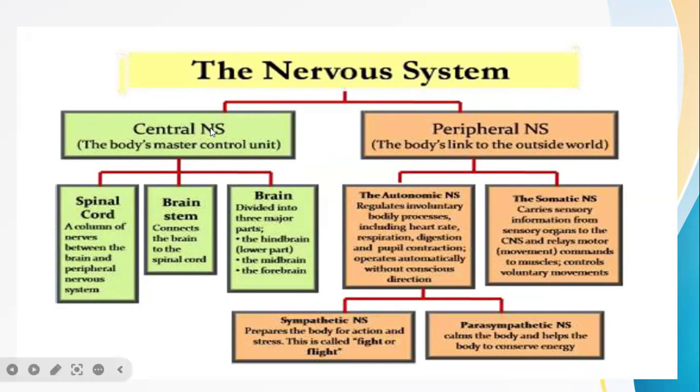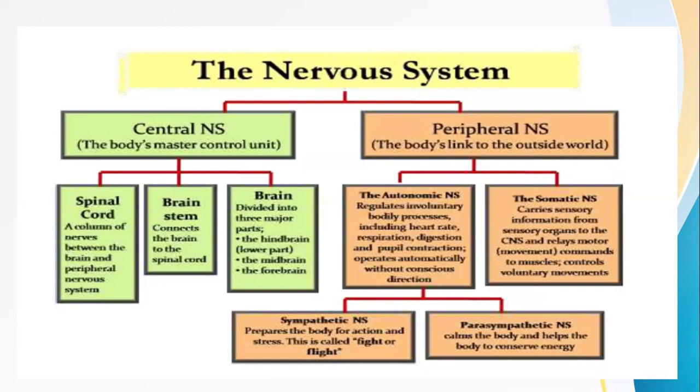Now, in the central nervous system, there are various components as follows. The first one is the spinal cord. This is a column of nerves between the brain and the peripheral nervous system. While the second one is the brain stem. This is the one that connects the brain to the spinal cord. And lastly, the brain, which is divided into three major parts: the hindbrain, that is the lower part, then the midbrain, and then the forebrain. So these are the three main components of the central nervous system.